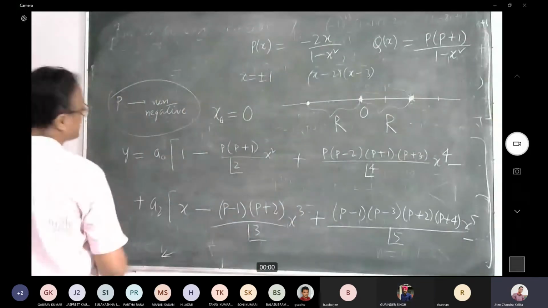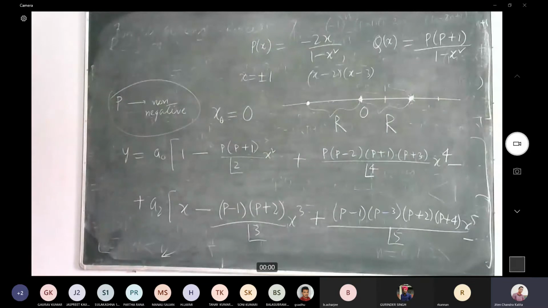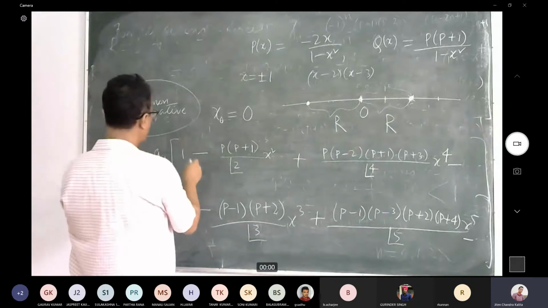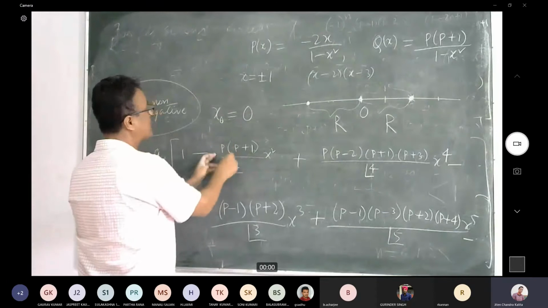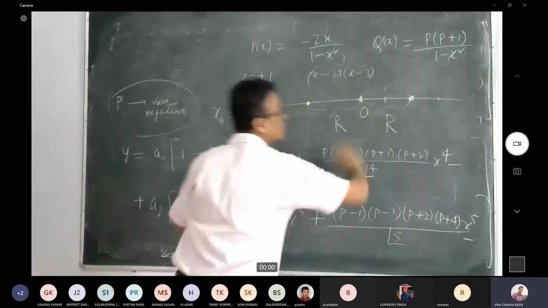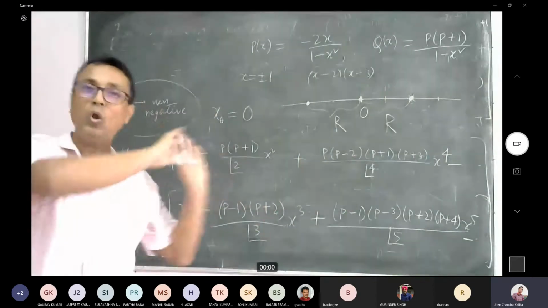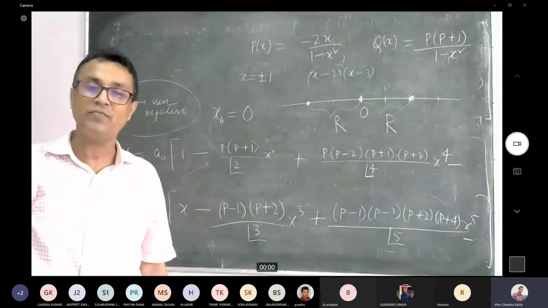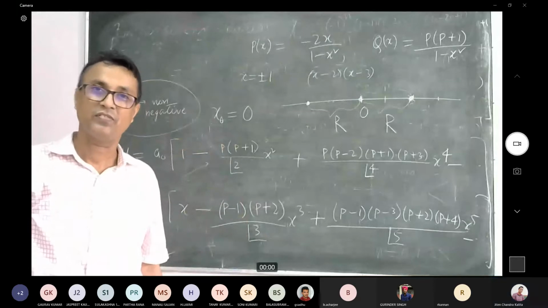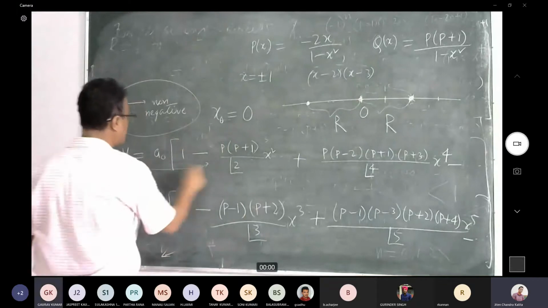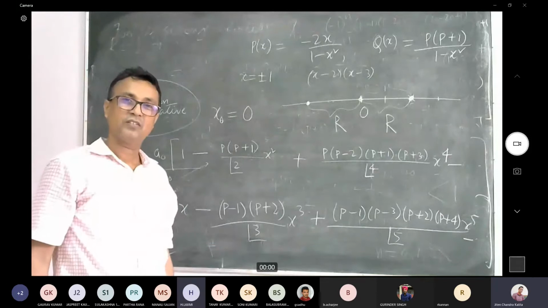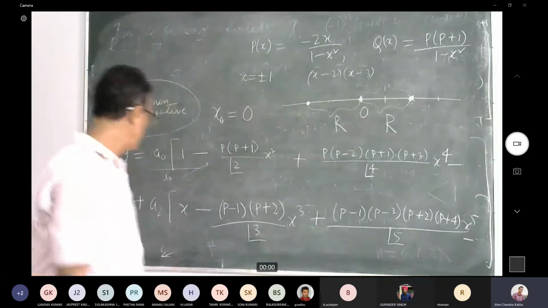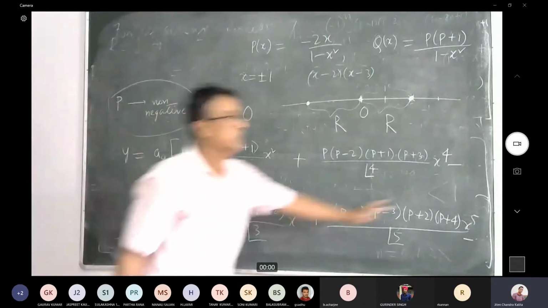But if p is an integer, what is going to happen? Suppose p is equal to 0. Then the first series is going to terminate here itself, because p equal to 0 annihilates all the successive terms. From the first series I'll be left with only a naught. Is it okay with everybody? Whereas the second series will continue.